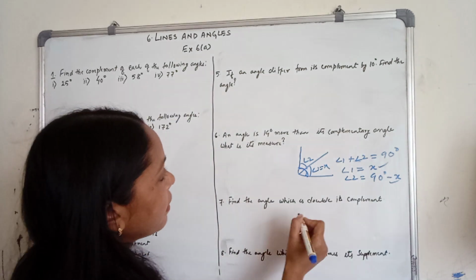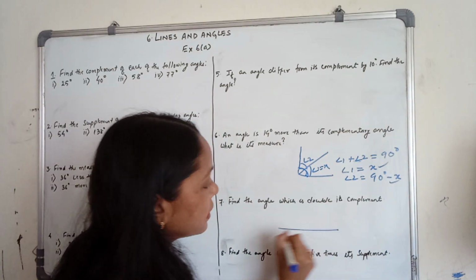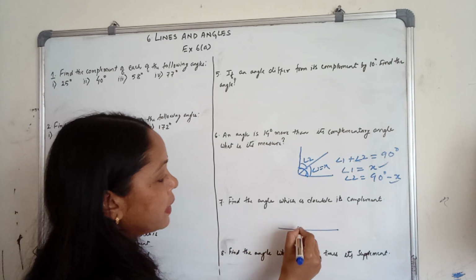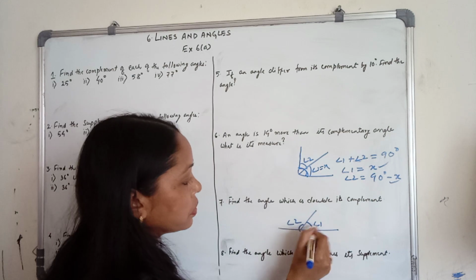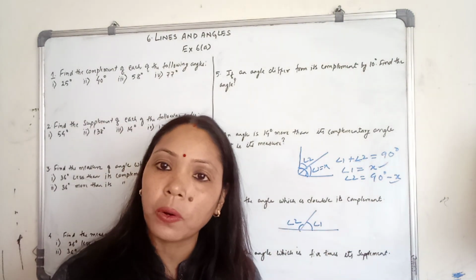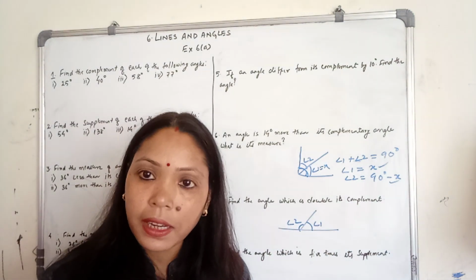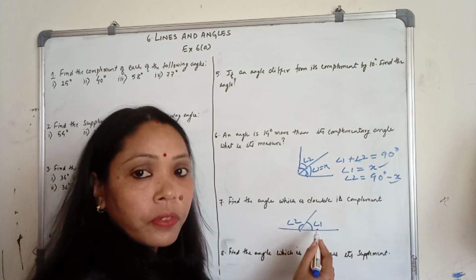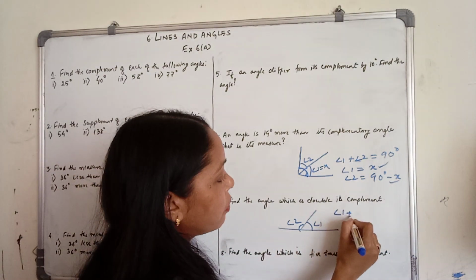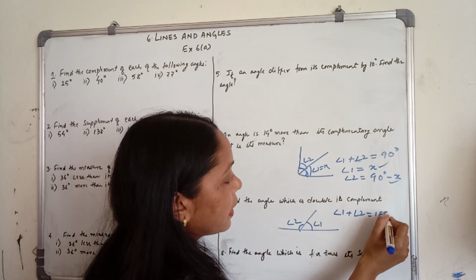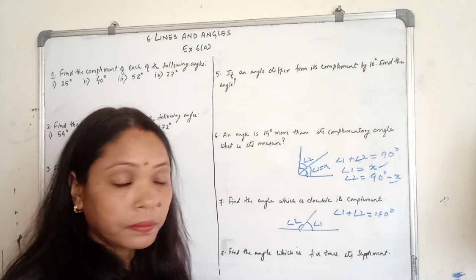Similarly for supplementary angles, 180 degree, suppose this one is angle 1 and this is angle 2. So angle 1 and angle 2 are called supplementary angles because the sum of angle 1 and angle 2 is 180 degree. Angle 1 plus angle 2 is equal to 180 degree.